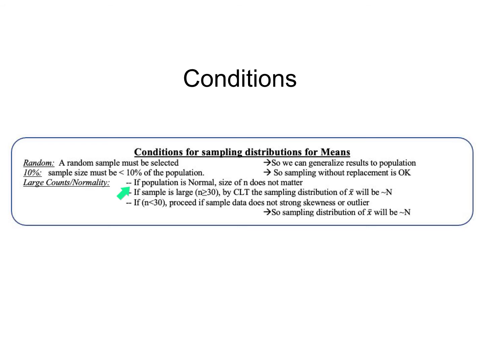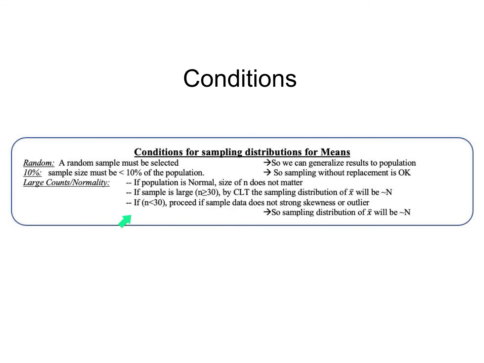And there's kind of three parts we need to look at. The first would be if we know that our population is normal, the size of our sample doesn't matter. Okay, we can assume that our sample is also normally distributed. However, if we don't know that, then we have to consider the size of our sample. If our sample is large enough, and we use 30 as our cutoff, so a sample of 30 or more, we saw that by the central limit theorem, the sampling distribution of X bar will be approximately normal, so it's going to be okay to proceed.